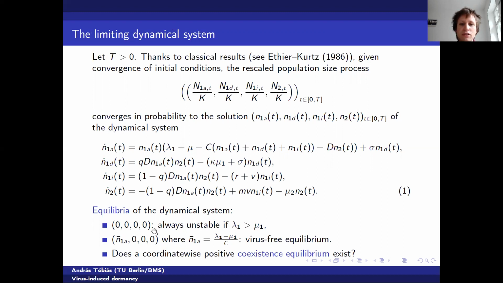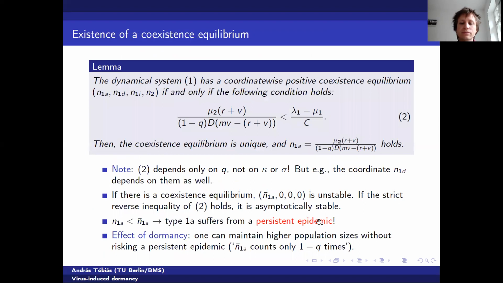So now let's study the equilibria of this dynamical system. First of all, (0,0,0,0) is always an equilibrium, but this is always unstable if lambda 1 is greater than mu1. Then there's the so-called virus-free equilibrium, where only the active, type 1a coordinate is non-zero and the other coordinates are 0. And this type 1a coordinate is given as m1a bar equal to (lambda 1 minus mu1) divided by c, which comes from logistic competition.